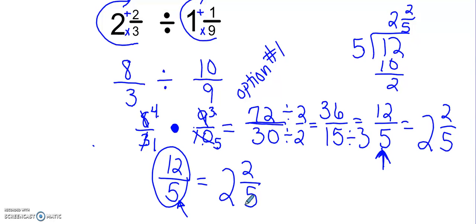Great job, and hopefully that reviewed division of mixed numbers for you, or division of fractions. Remember, dividing fractions is easy as pie. Flip the second number, then multiply. But you have to have all fractions first, no whole numbers. And then simplify before you multiply can be your friend because it does make the problem easier.